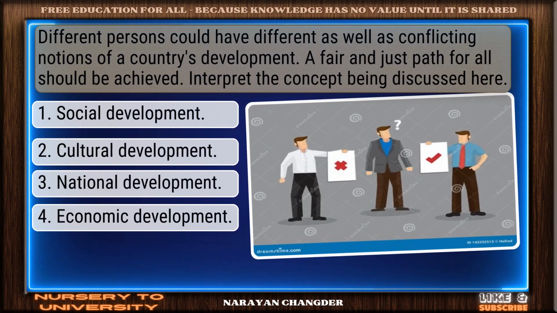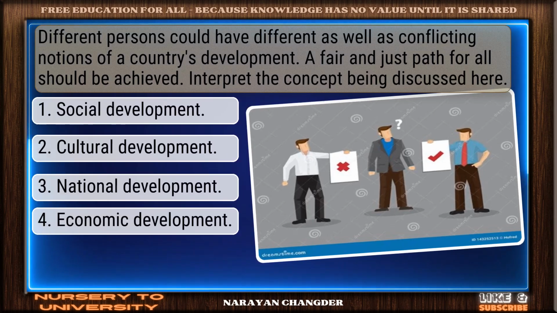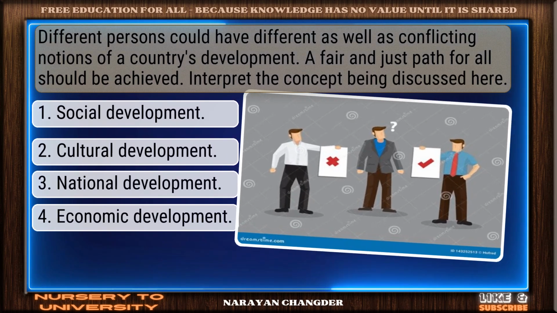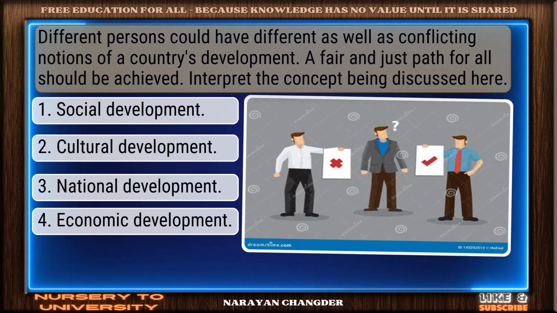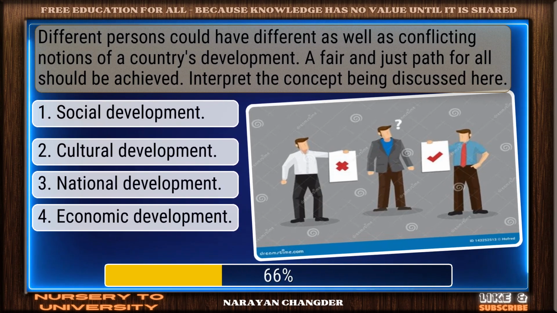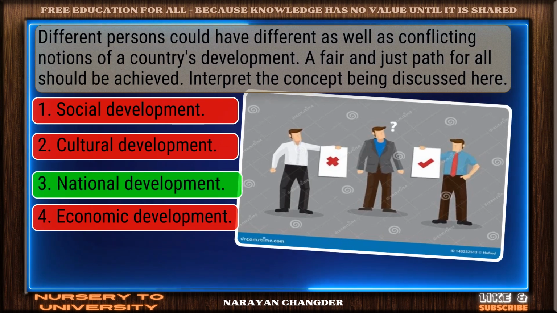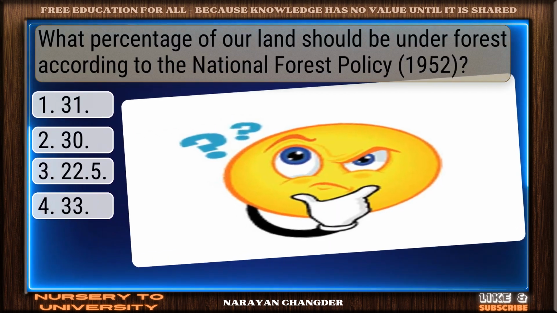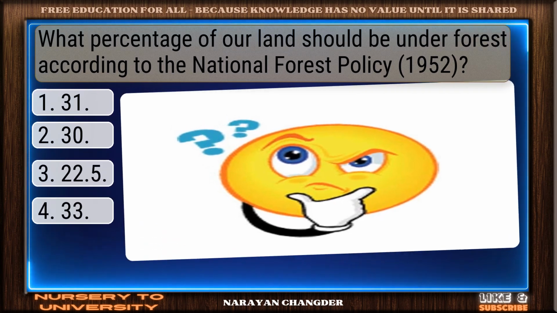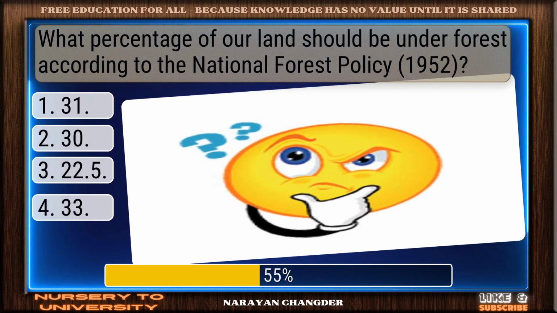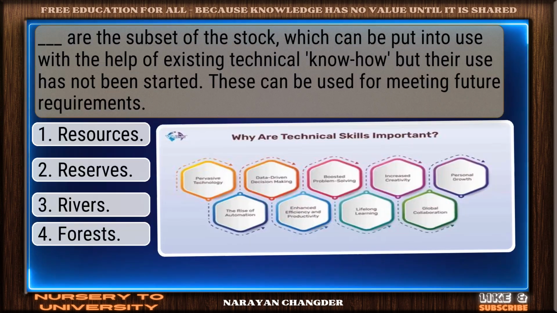Different persons could have different as well as conflicting notions of a country's development. A fair and just path for all should be achieved. Interpret the concept being discussed here. You're right. National development is correct. What percentage of our land should be under forest according to the National Forest Policy? Clear logic. 33 is sound.